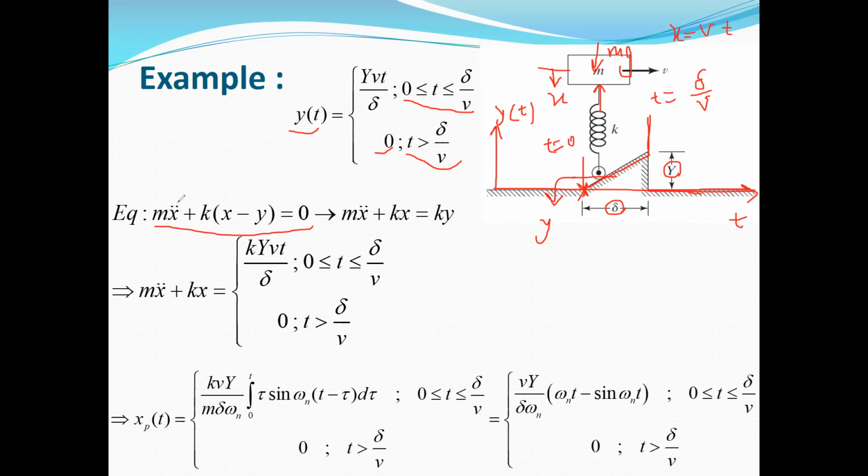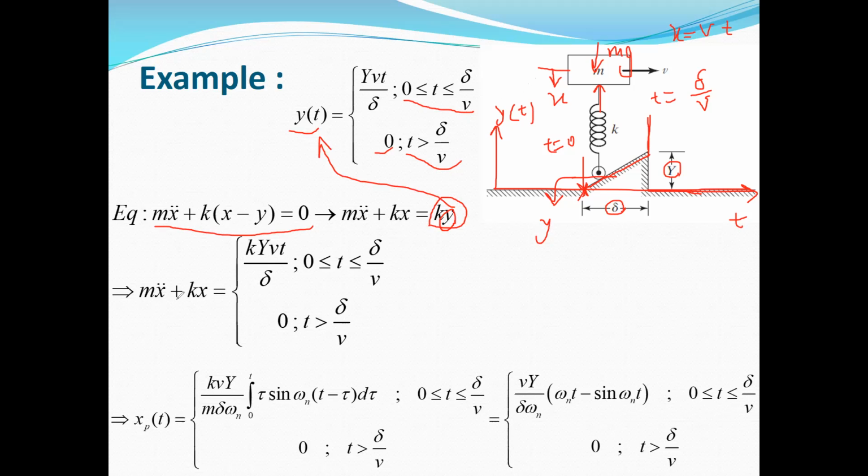So the equation of motion is m x double dot plus k x. As you can see, we don't have any damping terms, we don't have x dot because there is no damping, and it must be equal to k times y, which is the non-homogeneous term in your equation of motion, and this y will be substituted from here, which is a function of time.